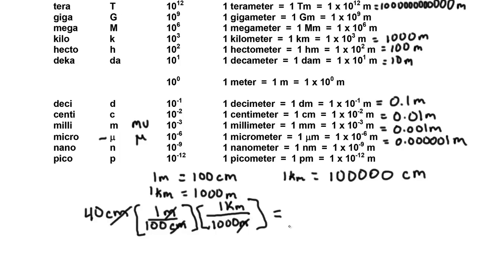And that's going to give you 4 times 10 to the negative 4, and that's going to be kilometers. So, get your calculator out if you need to. That's fine. You don't have to do everything in your head. Get your calculator out and let your calculator work for you.